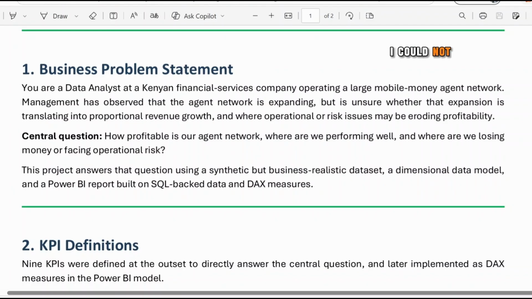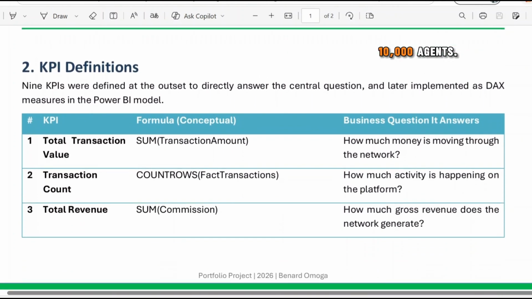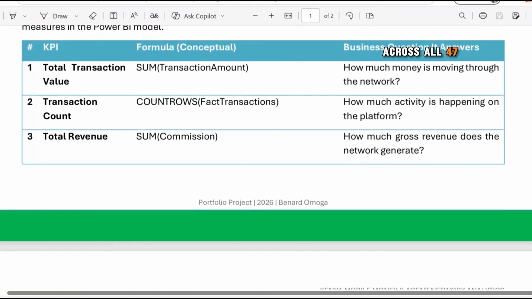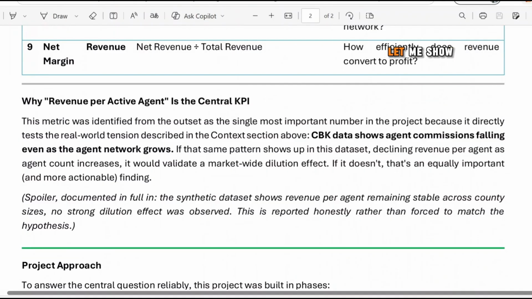Now, I could not use real Safaricom or Airtel transaction data for a portfolio project. So I built a synthetic dataset that is statistically realistic, grounded in real Kenyan market share data from the Communications Authority of Kenya. 1 million transactions, 100,000 customers, 10,000 agents across all 47 Kenyan counties for the full calendar year 2025. Let me show you how the dataset was built.